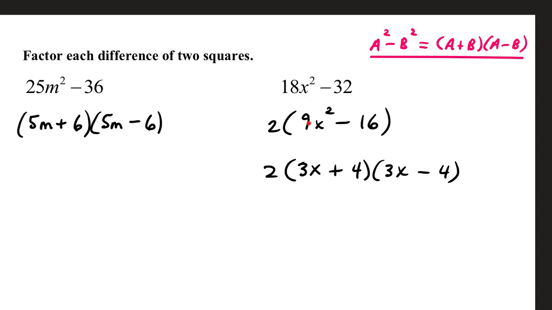18x squared divided by 2 is 9x squared. 32 divided by 2 is 16. This exposes a difference of two squares. We keep our 2, it's part of the original problem. Square root of 9x squared is 3x. Square root of 16 is 4. And just remember to use opposite signs.